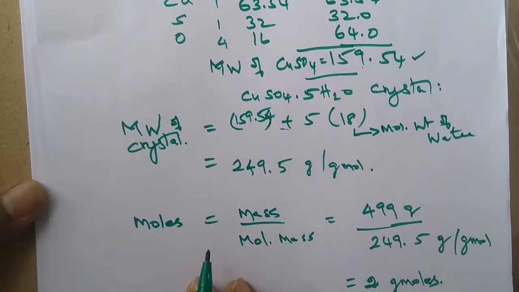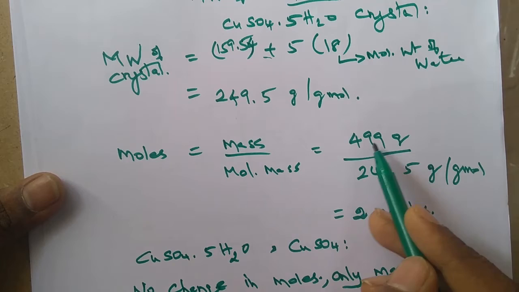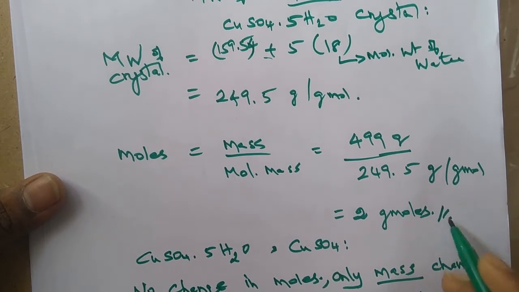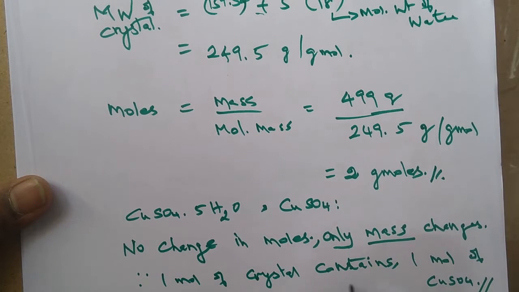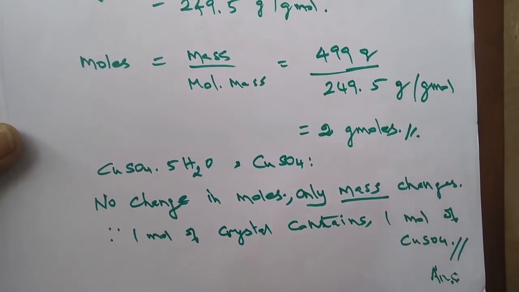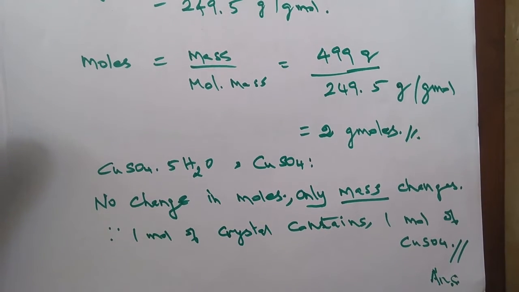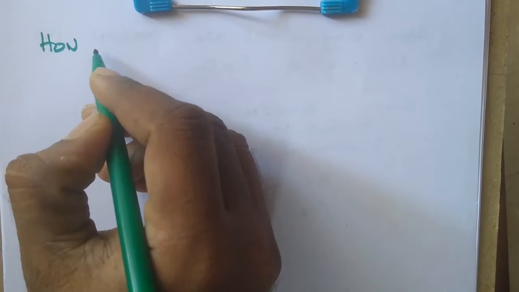so we get the number of moles to be 2 gram moles. Okay. So we have converted 499 grams into 2 gram moles. Now there won't be any change in moles because there will be only mass change. Therefore, 1 mole of crystal contains 1 mole of copper sulfate. This one is a simple problem.